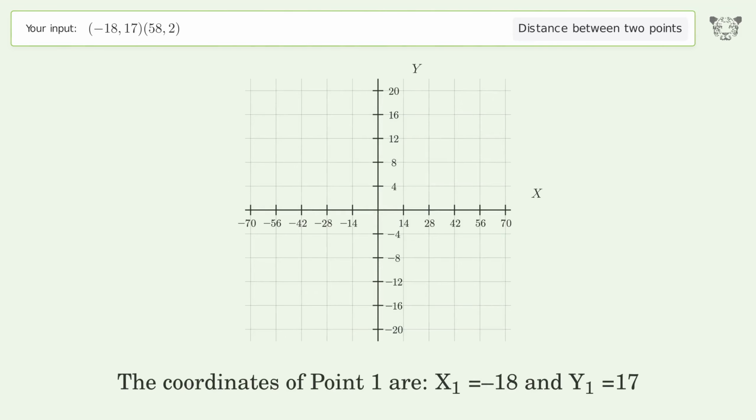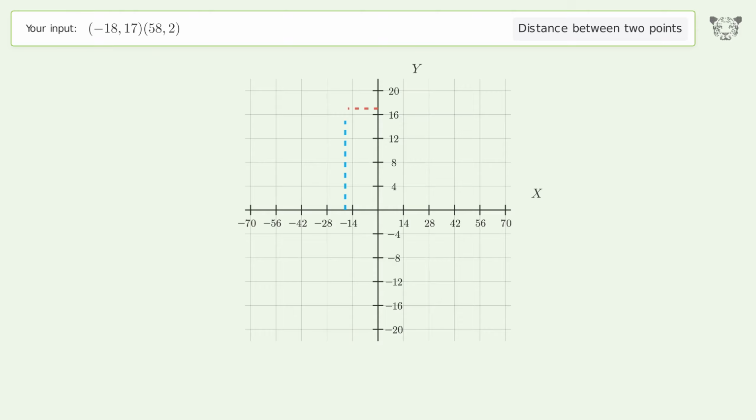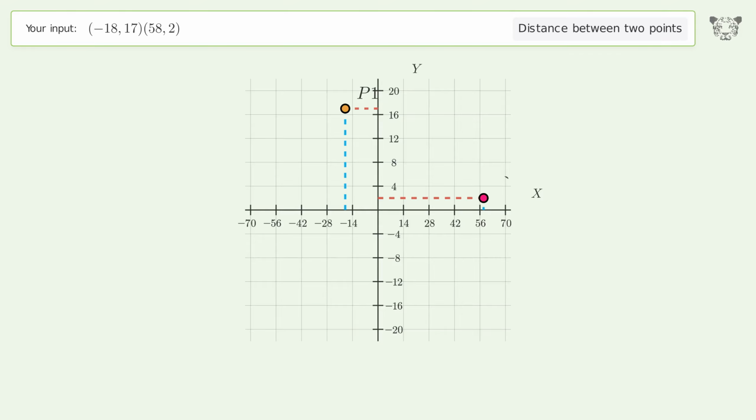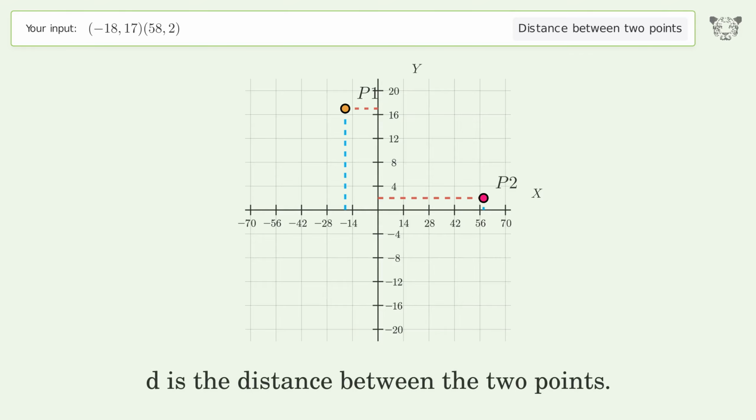The coordinates of point 1 are, x1 equals -18 and y1 equals 17. The coordinates of point 2 are, x2 equals 58 and y2 equals 2. D is the distance between the 2 points.